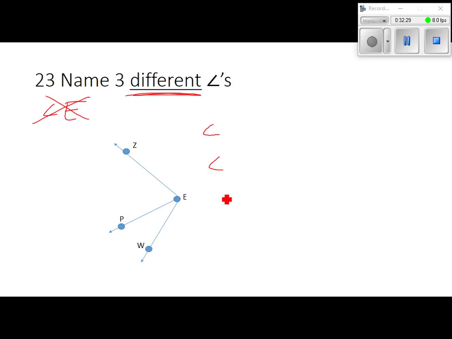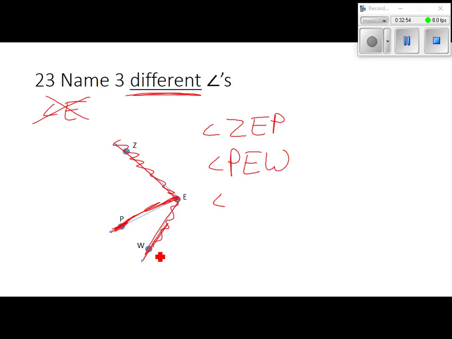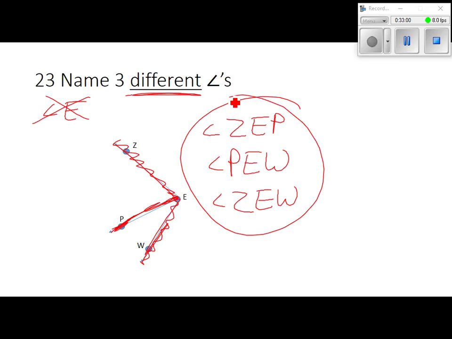We know that we're going to have to use the angle symbol on all of these, and we're going to use 3 letters. First one, this one. Doesn't matter which one comes first, actually, but so angle ZEP. Next one, I'm going to start here. Angle PEW. And then the third angle is the whole thing, from here all the way around to here. So angle ZEW. 3 completely different angles in that picture.